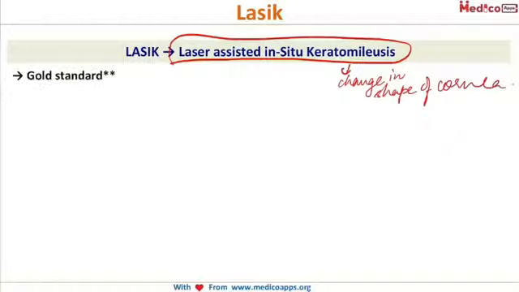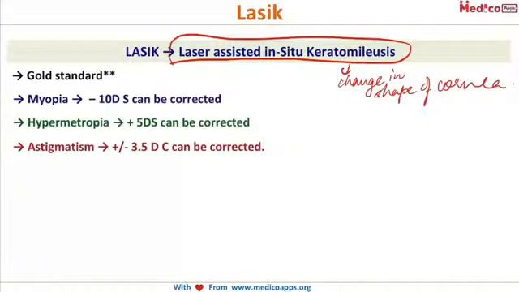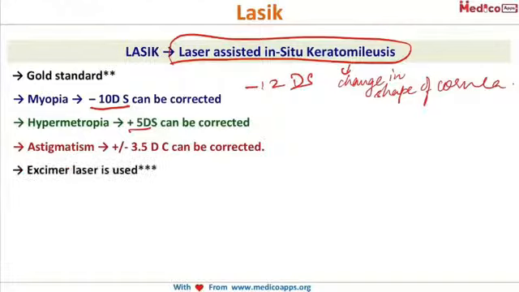It is a gold standard procedure and it can correct myopia up to -10 diopters. It's an average. Sometimes it can correct up to -12 diopters also. Hypermetropia up to +5 diopters and astigmatism plus or minus 3.5 diopters. So 10, 5 and 3.5. Here also the most complicated and sophisticated Excimer laser is used.